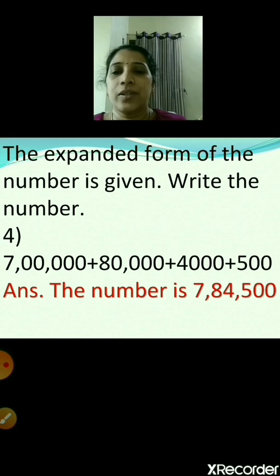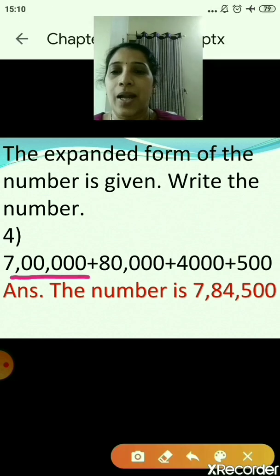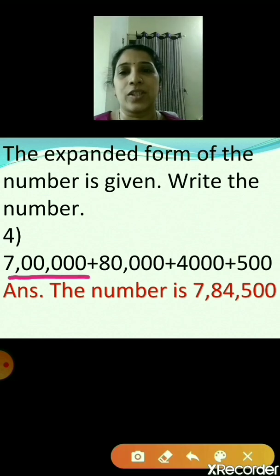So again children, we will take the first part, that is 7 followed by 5 zeros. So first 0 in the units place, second 0 in the tens place, third 0 in the hundreds place, fourth 0 in the thousands place, fifth 0 in the 10,000s place, and the digit 7 is in the lakhs place. So your first number will come as 7.